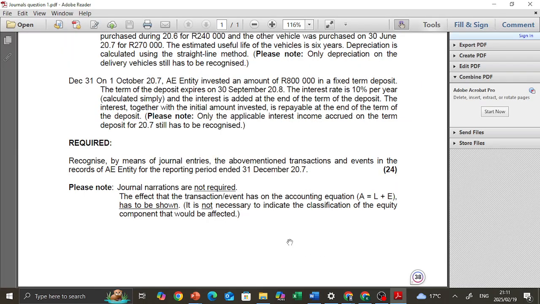Now, great. The effect the transaction event has on the accounting equation has to be shown. Guys, I swear I got about 5 people who attempted and ignored this while it is underlined, bright as day. Please avoid making those errors, okay, guys? Has to be shown, right? It is not necessary to indicate the classification of the equity component that would be affected. Further instructions: it's not necessary to indicate the classification of the equity.